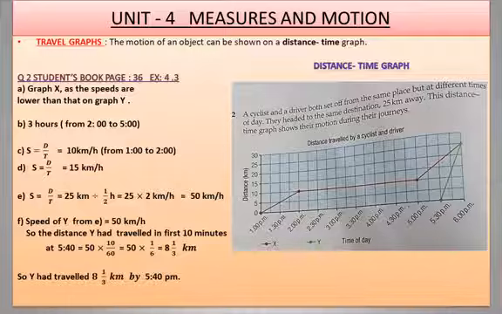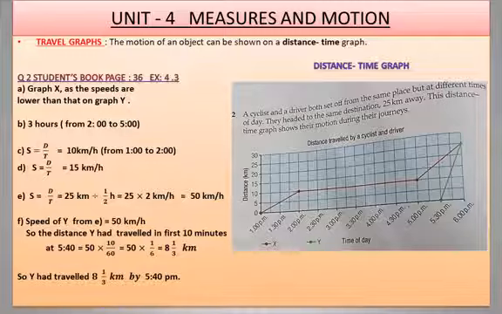We already learned the motion of an object can be shown on a distance time graph, and if the motion of the object is a straight line, it shows that the object is moving at a constant speed. If you see any horizontal line on your graph, it shows that the object is at rest, meaning it is not moving at all. Here the red line is marked as x and the green line is marked as y. We will find out x is for who and y is for who, because they didn't explain which one is for the cyclist and which one is for the driver.